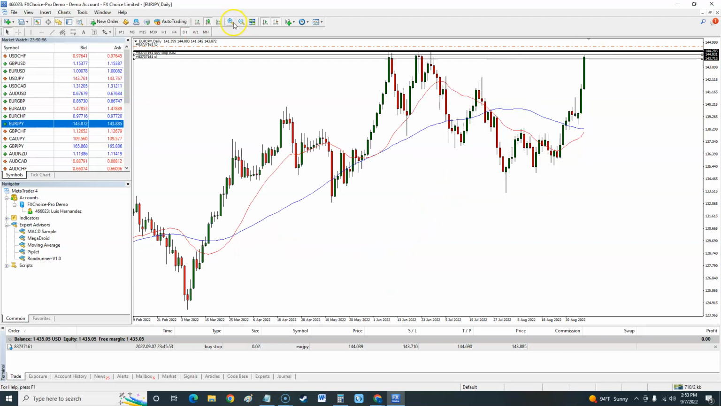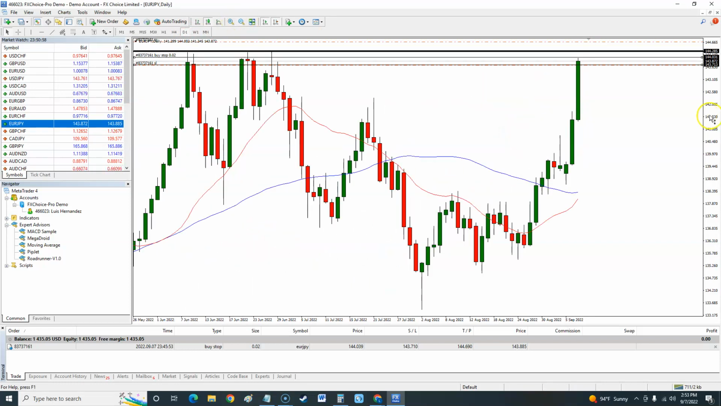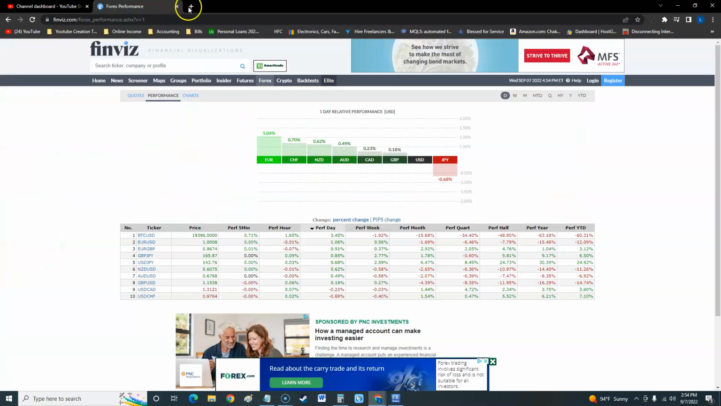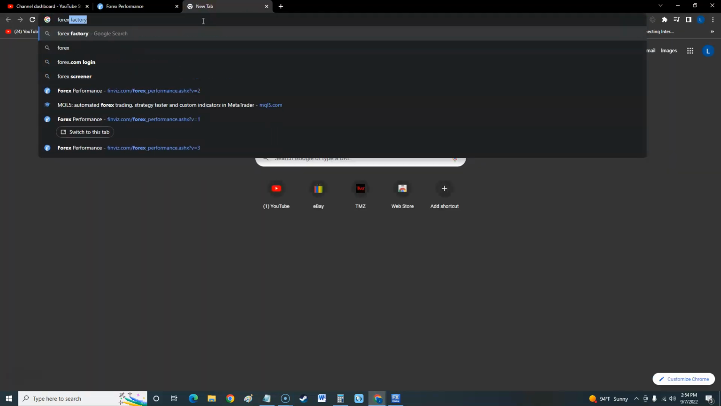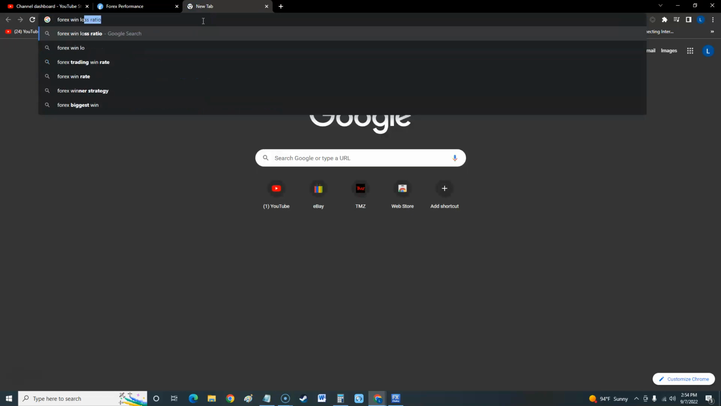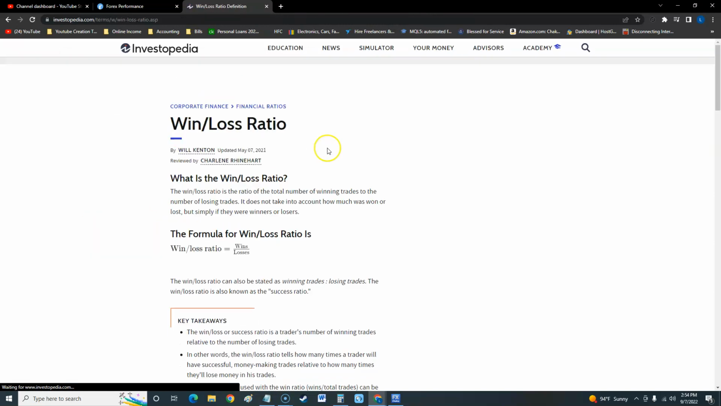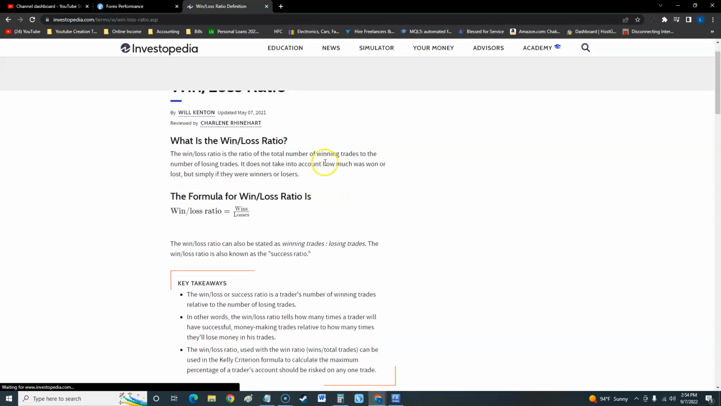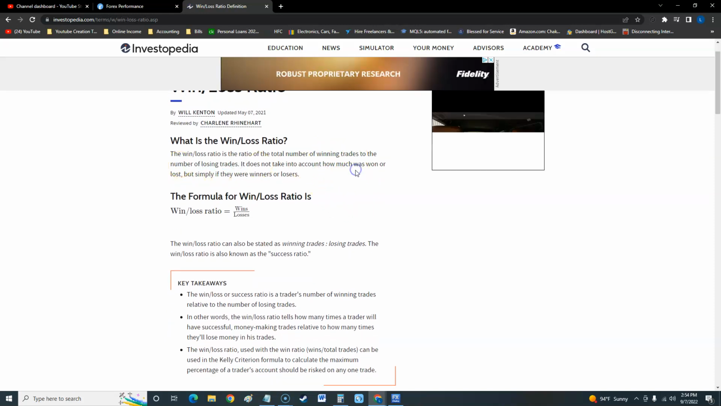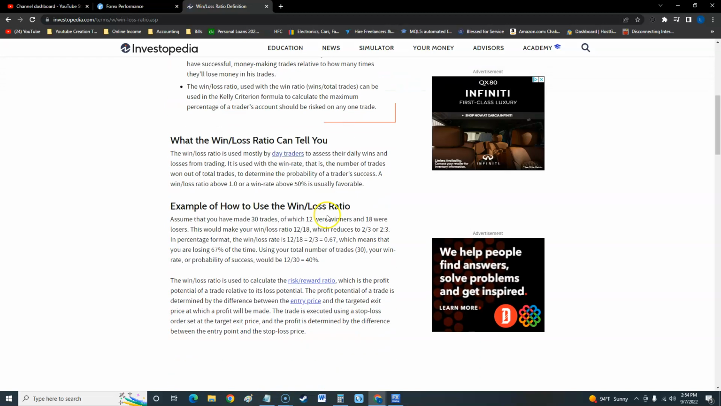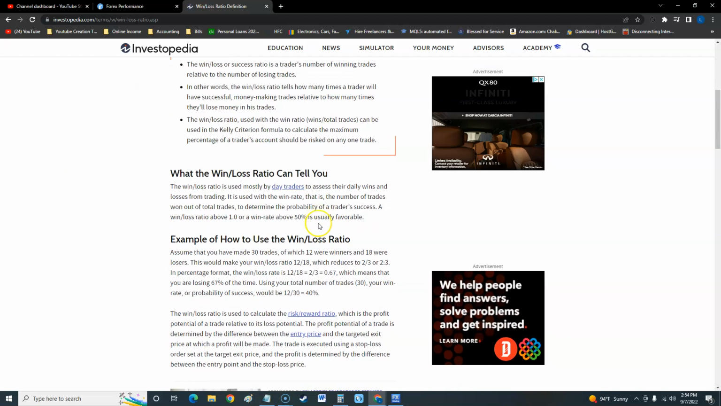That's a 2-to-1 ratio, and if you guys don't understand it, go ahead and Google it. Let's do that right now. Type in FOREX, I think they call it win-loss ratio. Total number of winning trades to the number of losing trades. All right, guys? And I recommend you guys look into this.